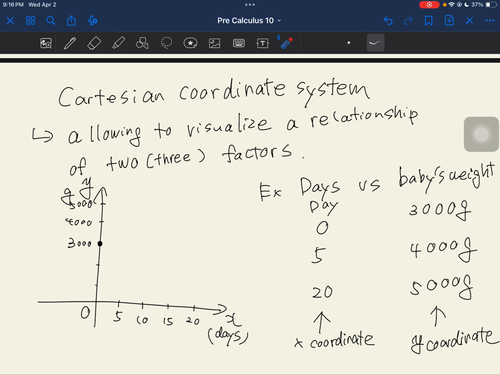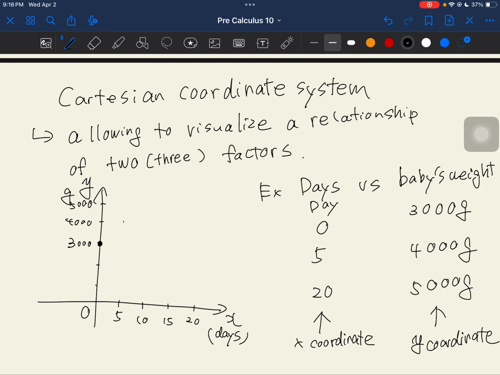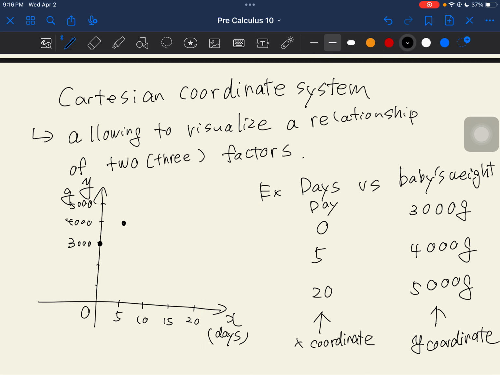You just keep doing the same thing. Day 5 here. This line is the information about day 5. And this is 4,000 grams, which is here. And then the last thing, 20 days is here, and then 5,000 is here. So now you can simply plot it. That was around here.